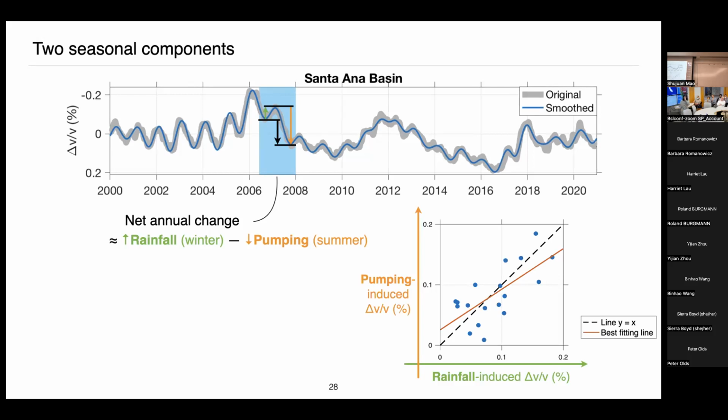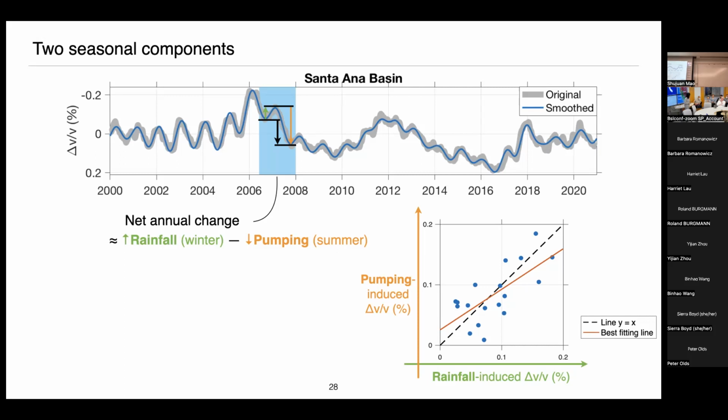One more small detail is that this diagram is purely derived from delta V over V data. We didn't have the pumping data or the groundwater changes over the entire study area. Another small detail is that, to avoid extreme estimation of weather factors and to follow the practice of Santa Ana Basin, this rainfall-induced component is averaged every 3 years.